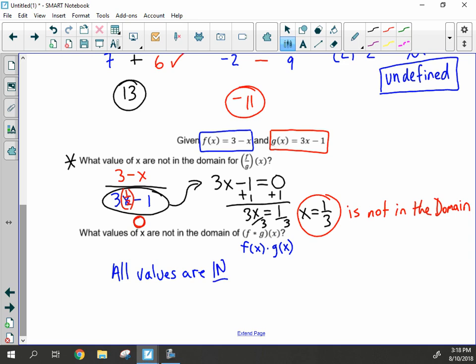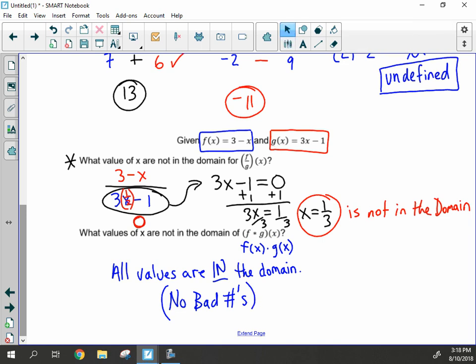They're in the domain. What does that mean? It means there's no bad numbers. Every single number that we try will actually work when we type it in the calculator. And the cool thing is, you don't have to work it out. If you know that fact, you don't have to do the work. You don't have to multiply them.